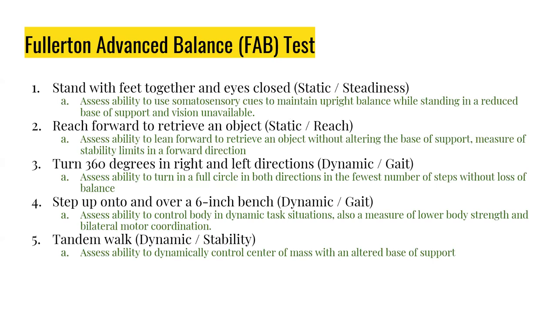For number two, in this item, you're going to reach forward to retrieve an object. This tests static balance and also reach. For item number three, you're turning 360 degrees in the right and left direction. This is a dynamic balance test and it also tests your gait. For item number four, you're going to step onto and over a 6-inch bench. This is a dynamic test, also testing gait. And for number five, this is a tandem walk, for dynamic balance and also stability.